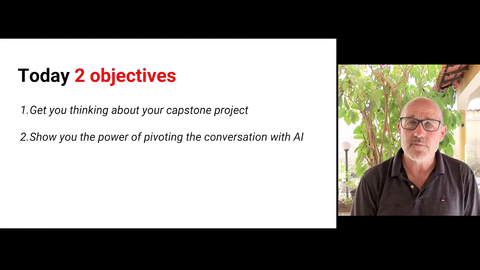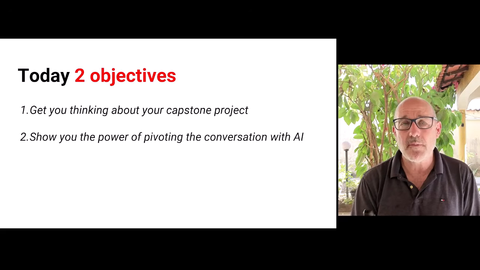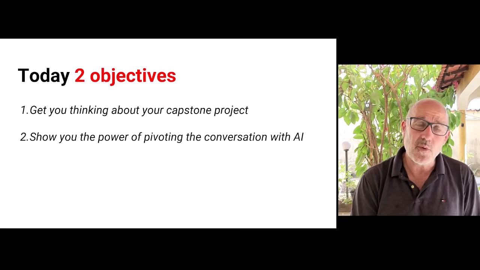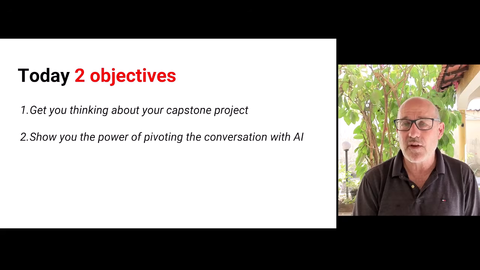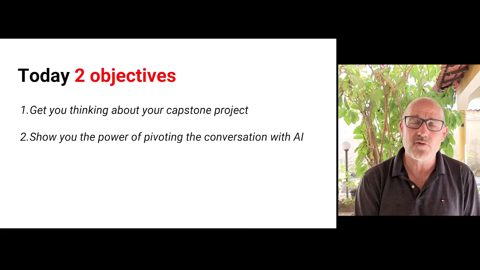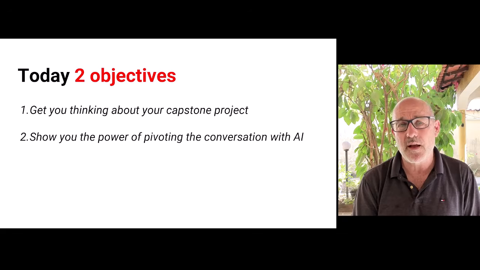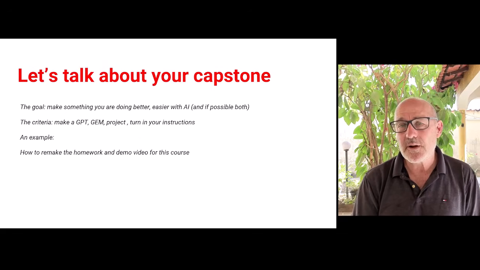Now today, what we're going to do is talk about pivoting roles. Before we talk about that, I'm going to talk a little bit about your capstone project, which will give you a foresight in how you might pivot roles to do work more easily with AI. And then I'm going to show you the power of pivoting with AI. So let's start talking about your capstone.